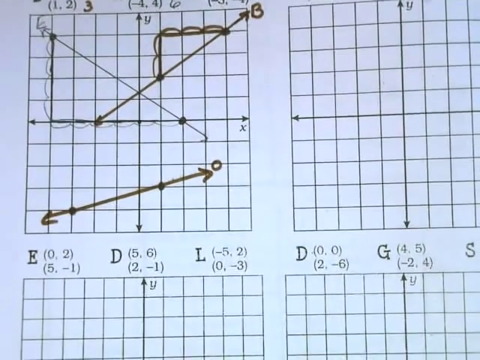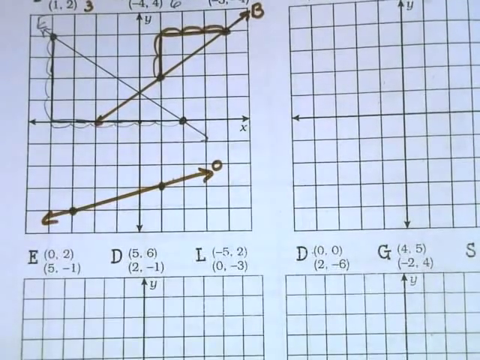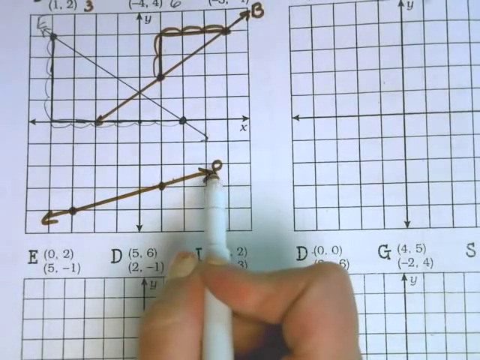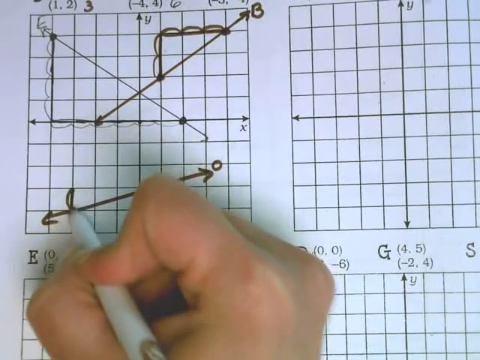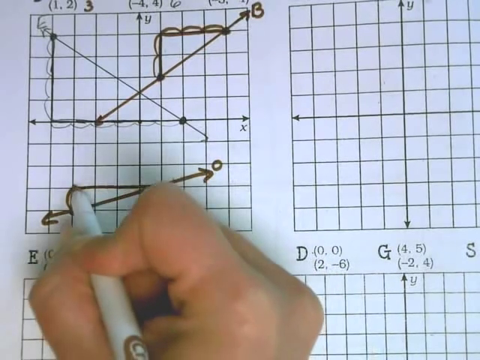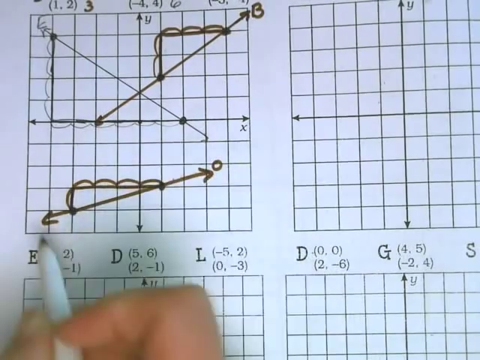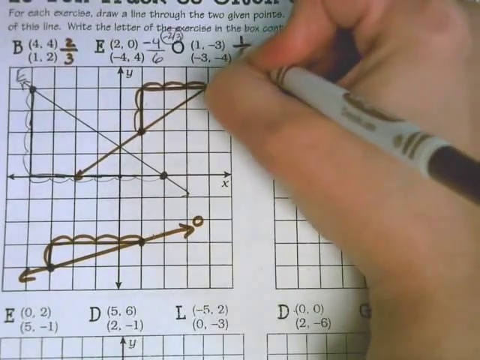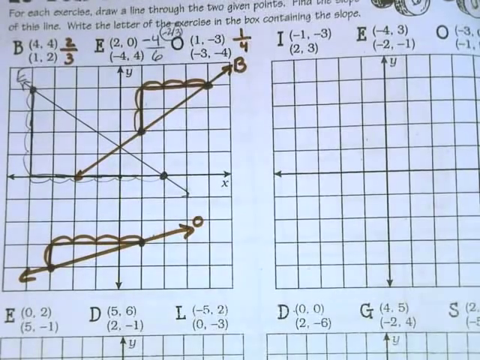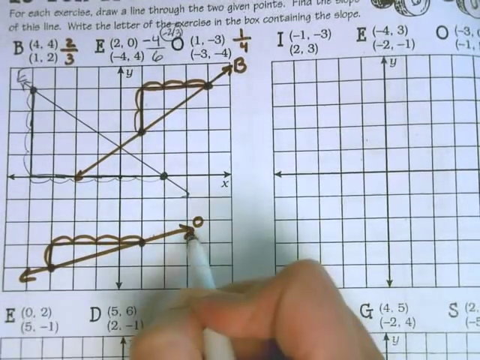Let's find the slope of O. Does this look like positive, negative, 0 slope? What would this be? This is positive. It's going uphill. So I'm going to go up, rise 1, and run how many? 1, 2, 3, 4. Up 1, right 4. Rise over run. Up 1, right 4. So my slope of this line is 1/4.